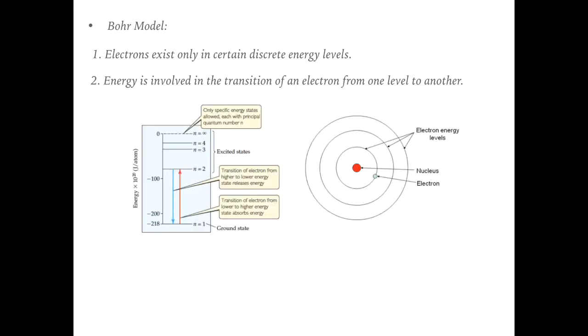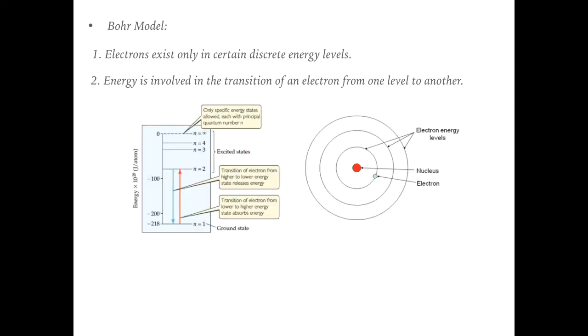Now, the Bohr model states two different things. The first one is that electrons exist only in certain discrete energy levels. And so you have the first energy level, the second, the third, the fourth. Now, this isn't exactly how it exists. We'll see how it does later on, but this is a simplified version to understand the line spectra that we just saw. And the second thing that the Bohr model states is that energy is involved in the transition of an electron from one energy level to another.